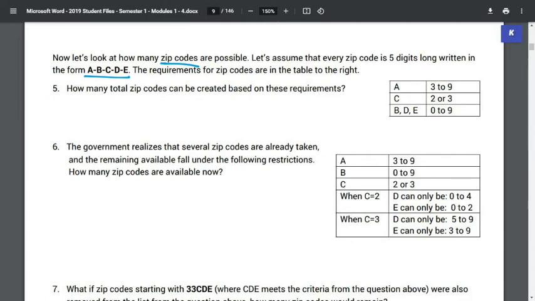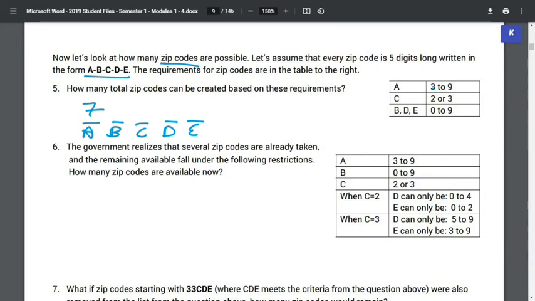So just like the problem set before, the first question has to figure out the total number of combinations. So I have A, B, C, D, and E. So I just need to look over. If I look at A, it says that can be anything from 3 to 9. So if I count how many numbers that is, gotta be careful, that's actually going to be 7. So if you count 3, 4, 5, 6, 7, 8, 9, that's 7 numbers there.